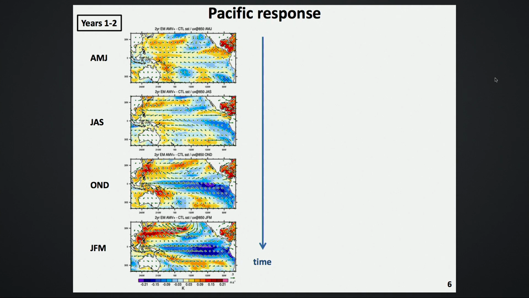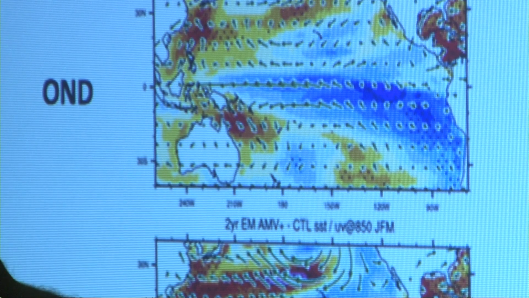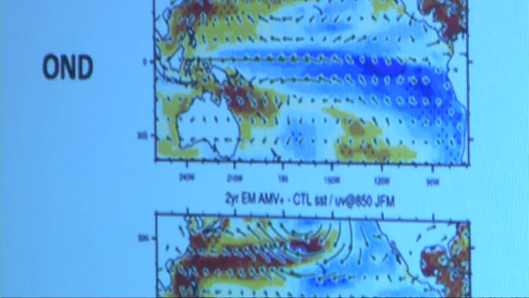So to understand how this is linked to this cooling, there is a wind anomaly. I guess you can't really see the arrows there, but there is an increase of the trades that starts in JAS and is strengthened in October, November, December, and then a strong increase of the trades in JFM.